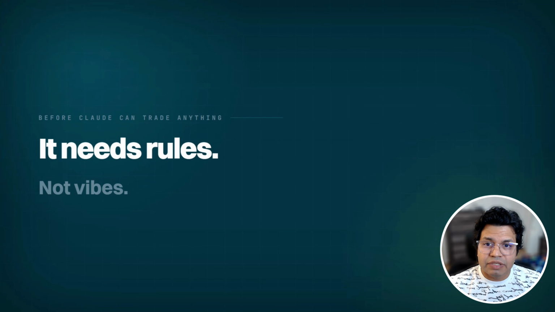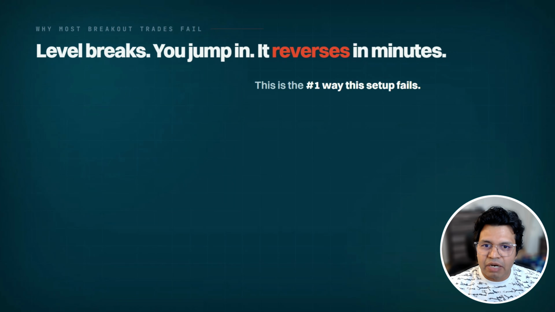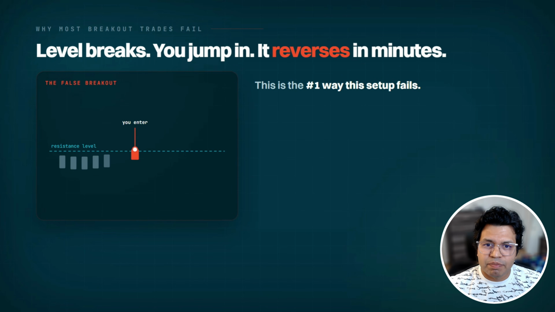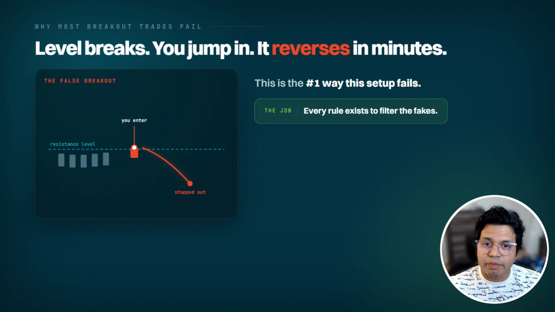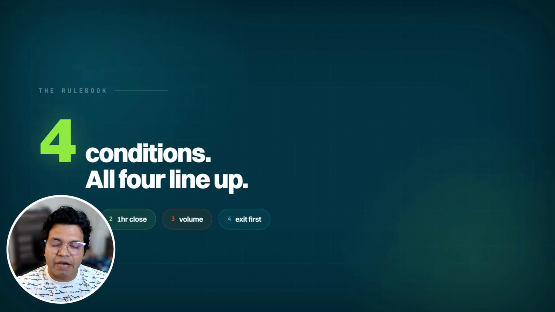Now, before Claude can trade anything, it needs rules, not vibes, rules. A breakout sounds simple. Price breaks a level, you buy. But that's exactly how most people lose money on breakouts. The level breaks, they jump in, and the move reverses in minutes. That's a false breakout. It's the number one way this setup fails. Therefore, every rule you are about to hear exists for one job: filtering the fakes. 4 conditions, all 4 have to line up.